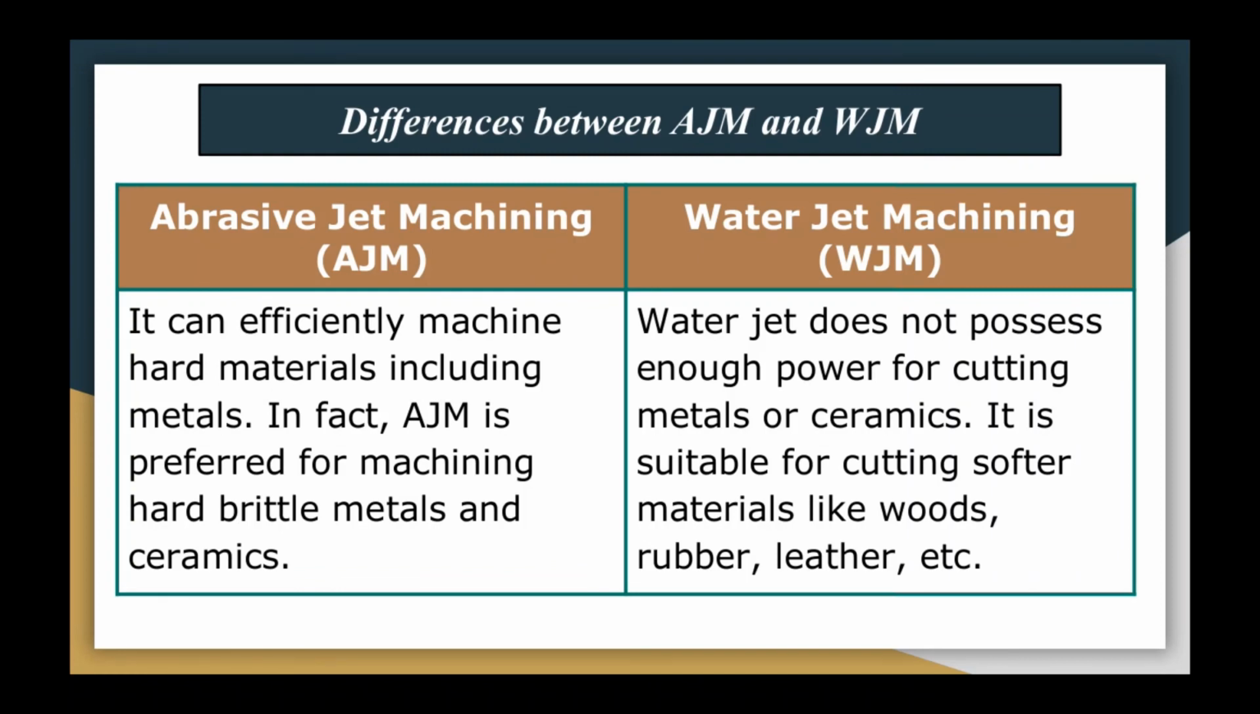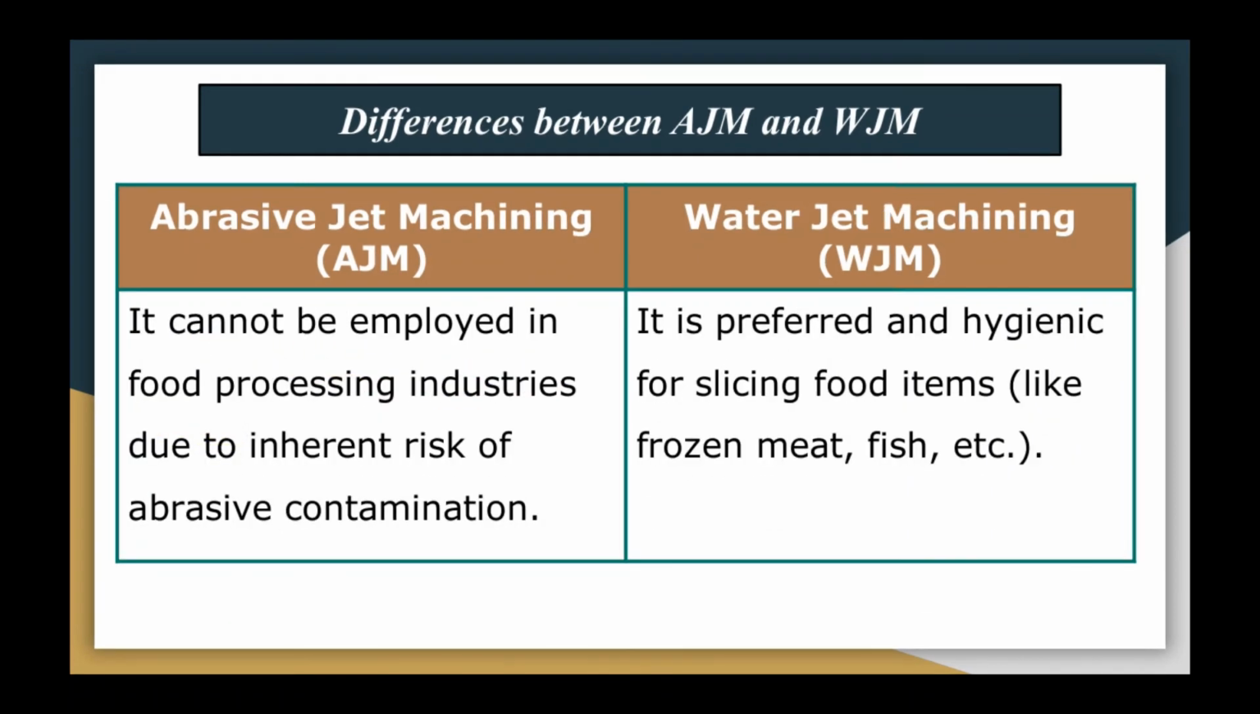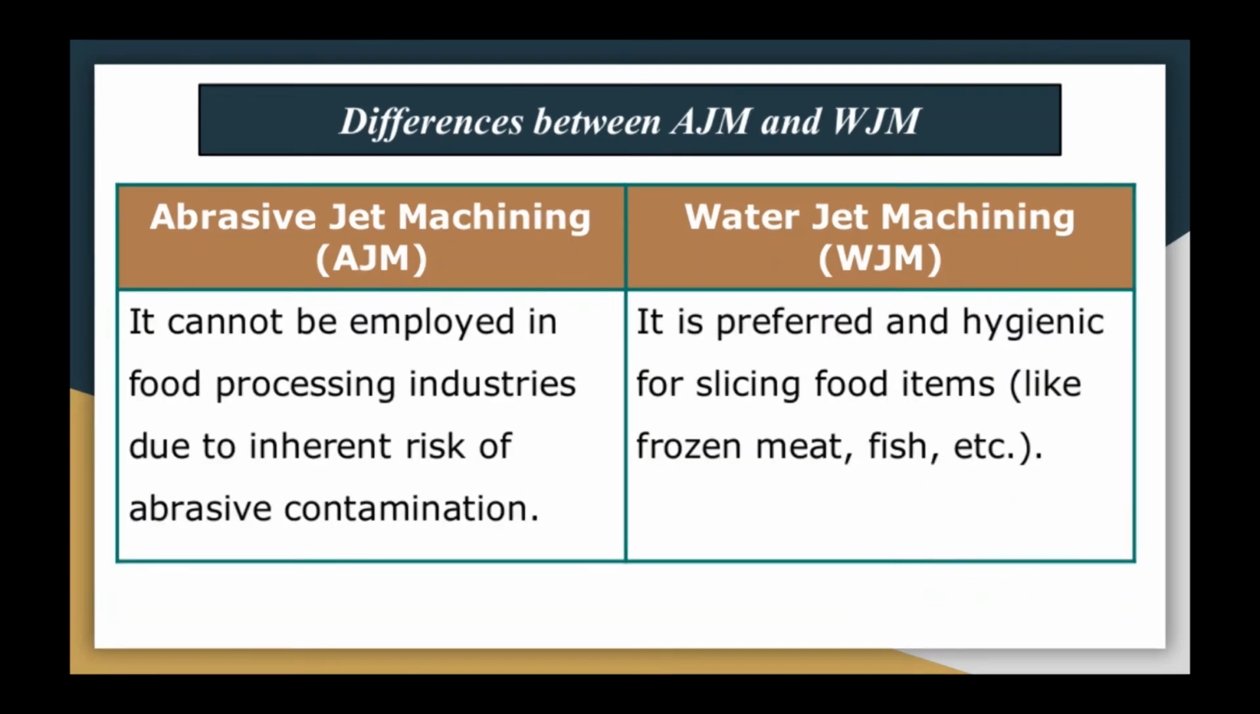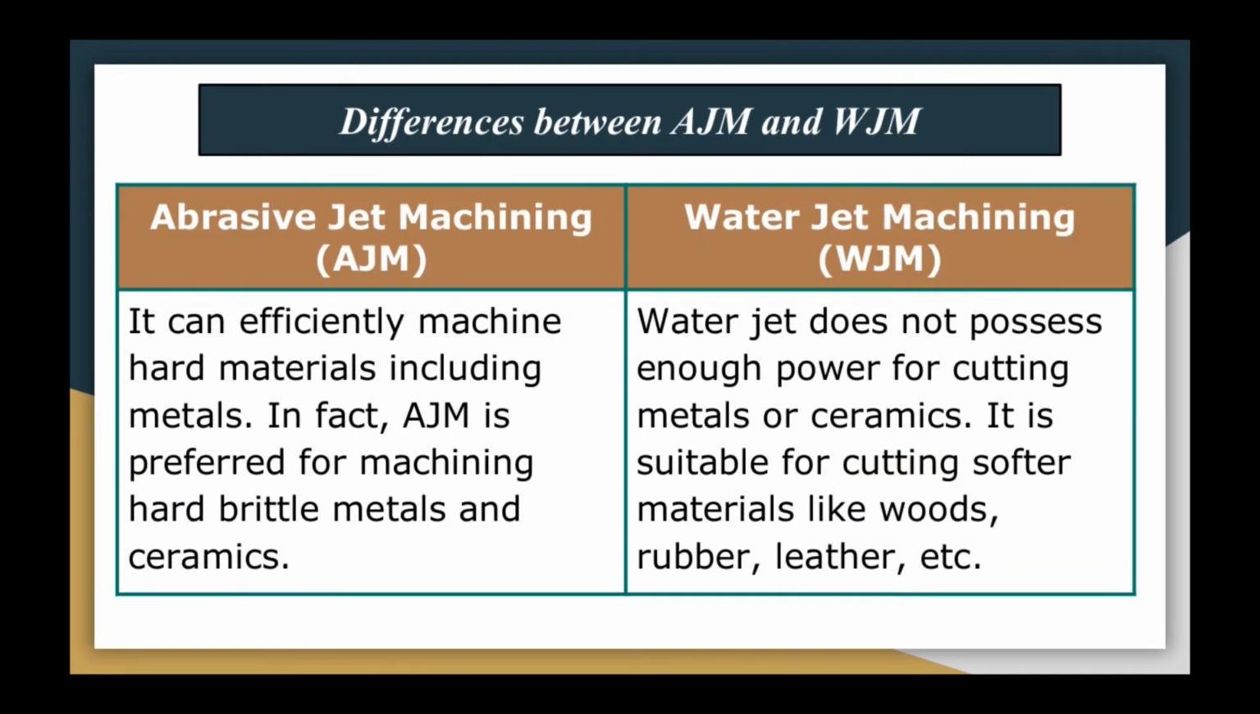Abrasive jet machining can efficiently machine hard materials including metals. In fact, AJM is preferred for machining hard brittle metals and ceramics. But water jet machining does not possess enough power for cutting metals or ceramics. So it is suitable for cutting softer materials like wood, rubber, leather, etc.